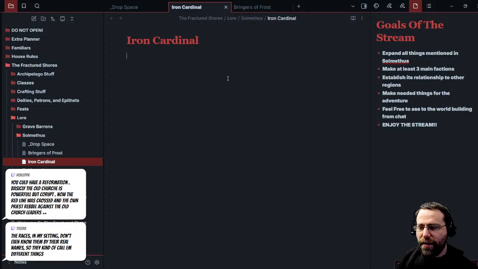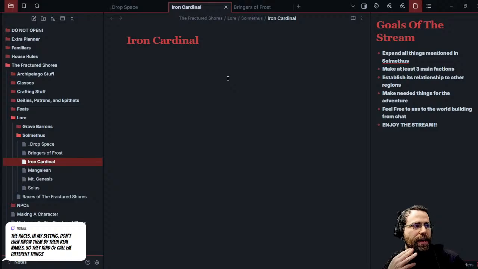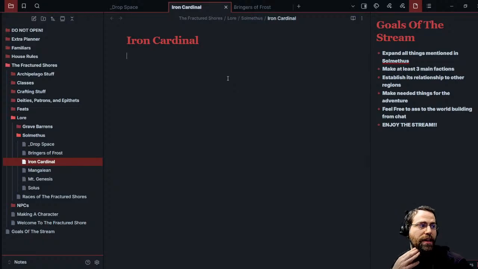Now the red line was crossed in the other little So, funny enough, I don't think you were here when I was explaining this. Solmethus is very heavily based off of like 5th to 8th century Catholicism. So it's based very, very heavily off of the Catholic Church in the medieval era, where the church is above the king, right? It's very powerful. It's very oppressive. And it explores that idea. That's kind of like where the inspiration comes from.